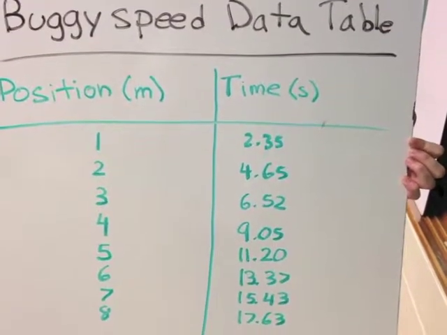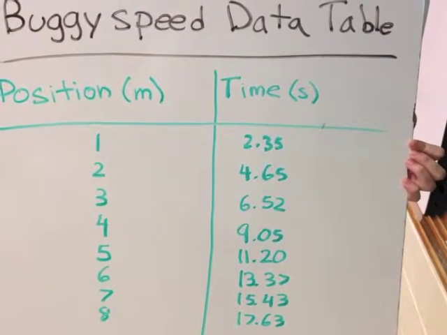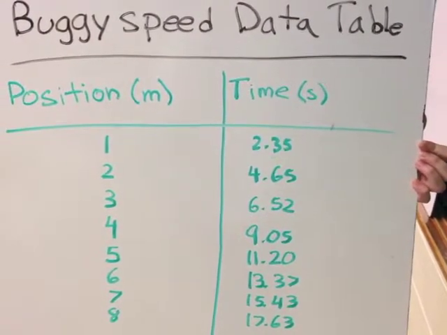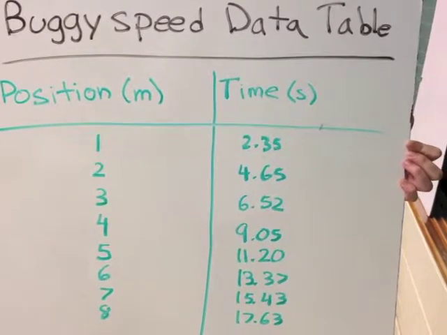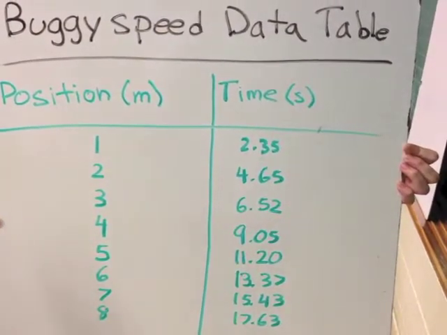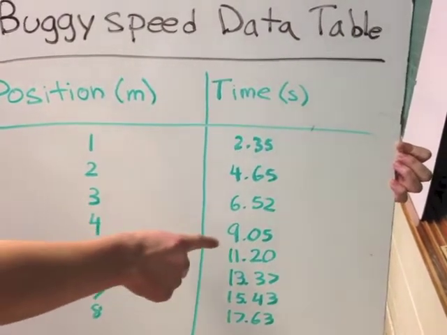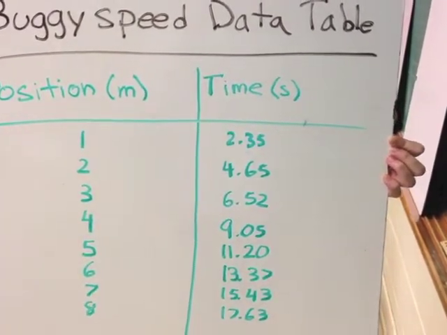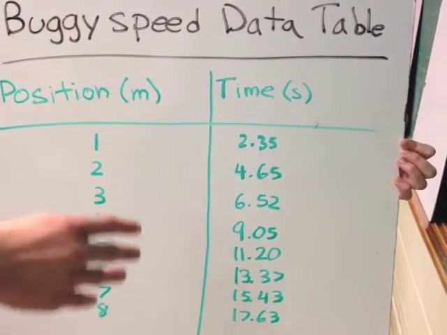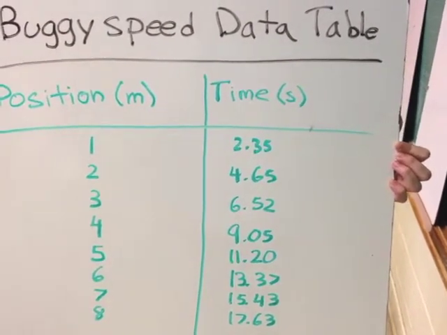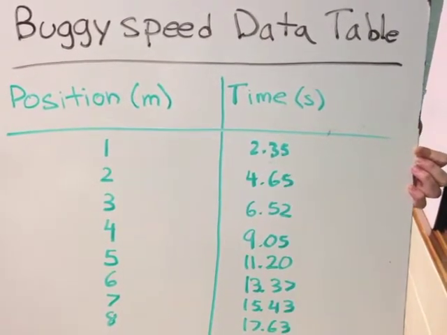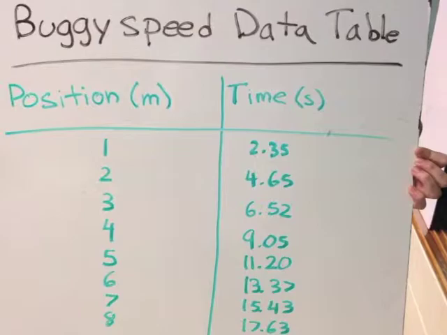As you can see here, we made a graph where we put the position of where the buggy was and how much time it took to get to that position. On the left we put position, on the right we put time. And as you can see, here's an example. At 4 meters, it took the buggy 9.05 seconds to travel there. And you can tell that it's fairly constant because the ratio between position over time is very constant throughout the entire table. So you can see that it was traveling at a fairly constant speed.